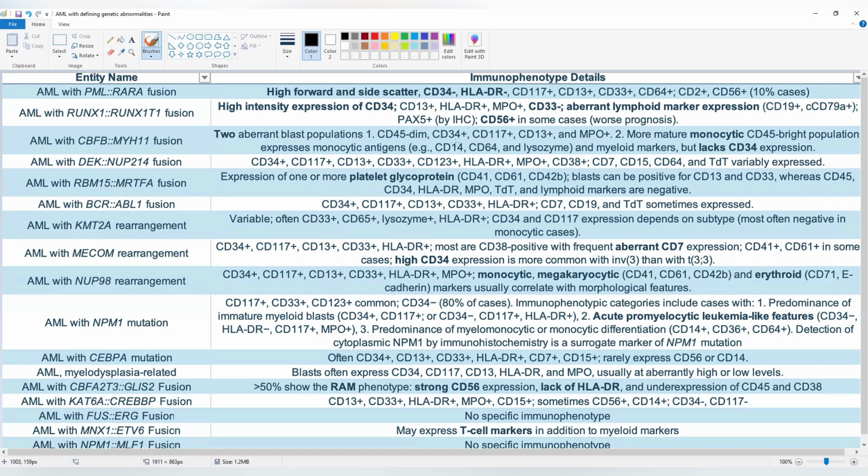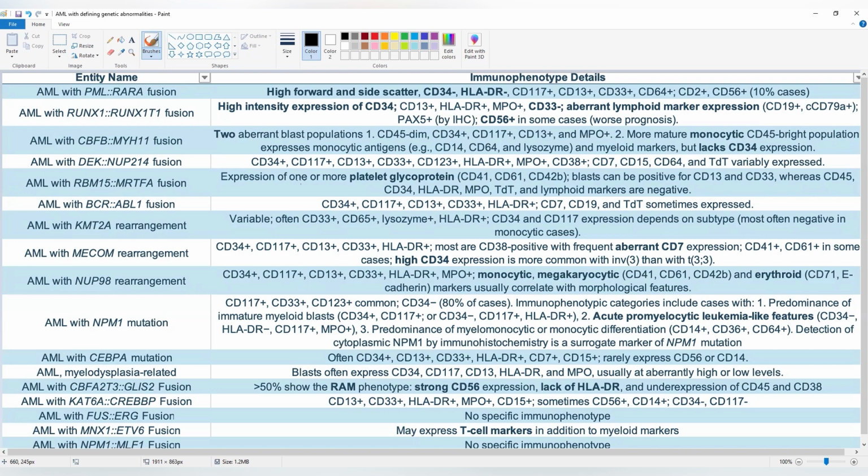But they can also sometimes have a more mature monocytic CD45 bright population expressing monocytic antigens like CD14 and CD64, lysozyme by immunohistochemistry, in addition to myeloid markers, but tend to lack CD34 as well as CD117 expression. As for acute myeloid leukemia with RBM15-MRTFA fusion, this can have an acute megakaryoblastic leukemia morphology, and because of that, they can express megakaryoblast markers or platelet glycoproteins like CD41, CD61, and CD42b.